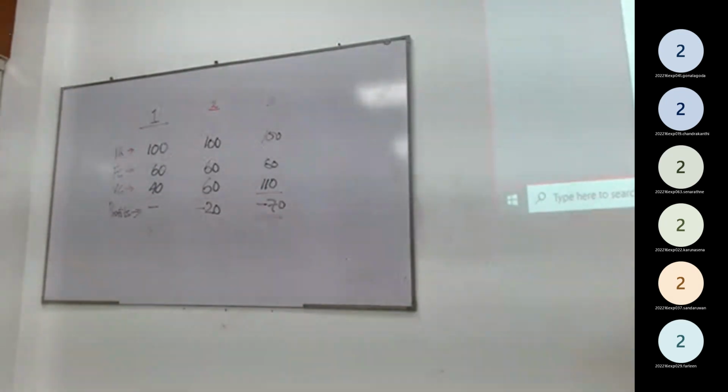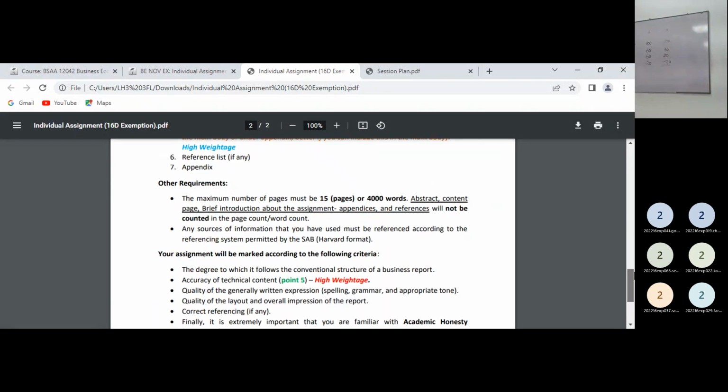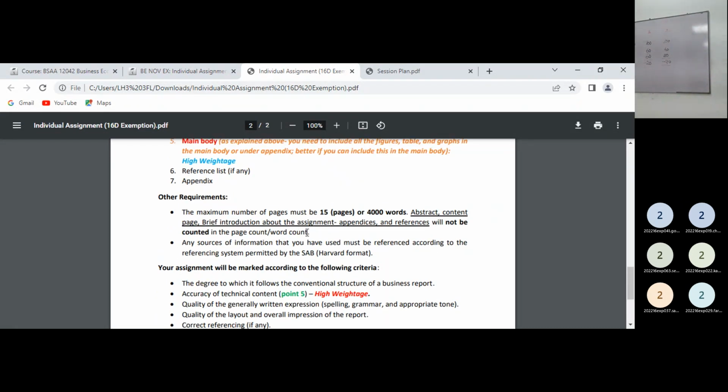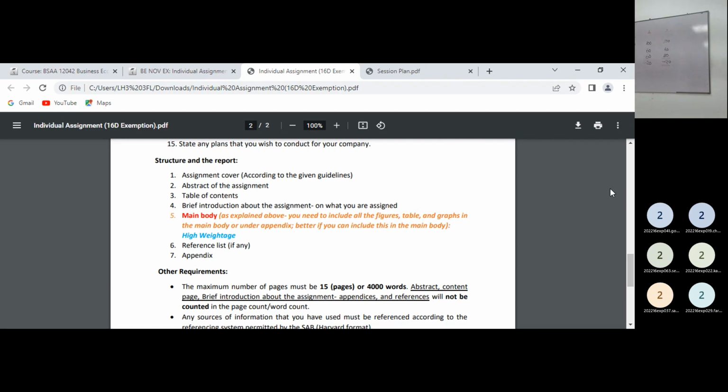Right, so this is what we have been discussing. We are using bottom-up approach and we have started from here. And now we are at this point. Right, okay. So this is the structure of your report. Everything is given, right? This is the structure of your report.